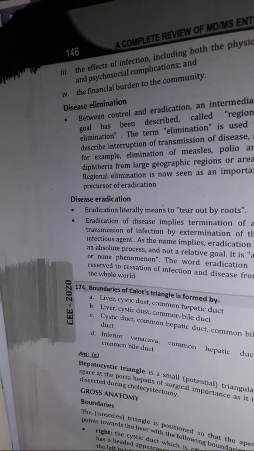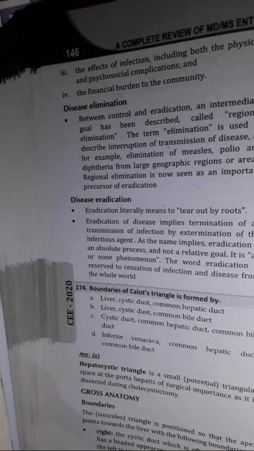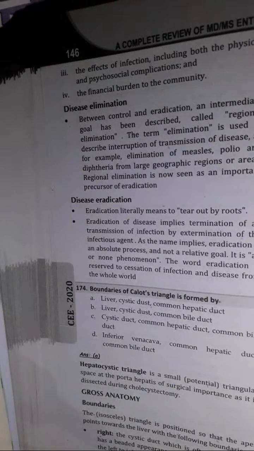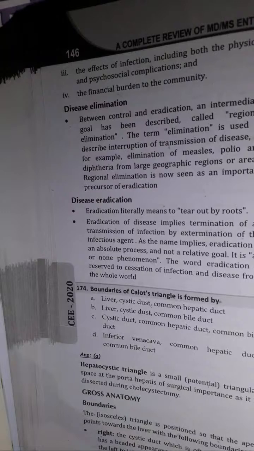The hepatocystic triangle is a small potential space at the porta hepatis of surgical importance, as it is dissected during cholecystectomy.